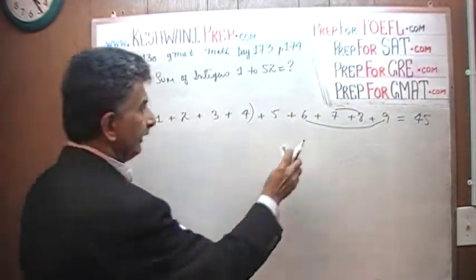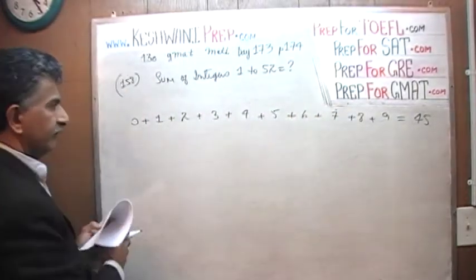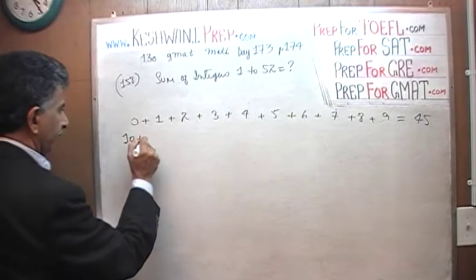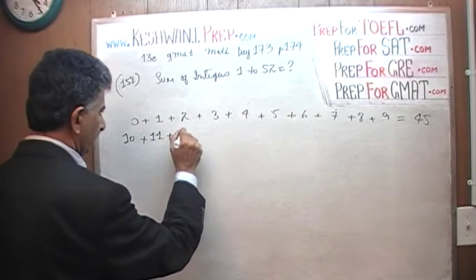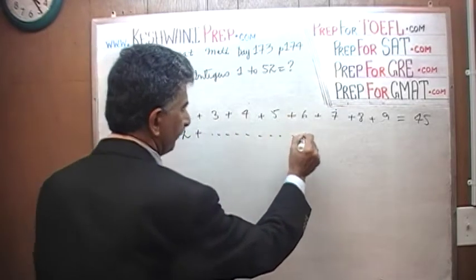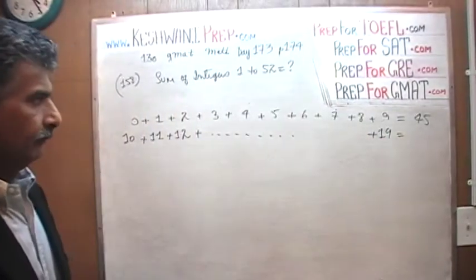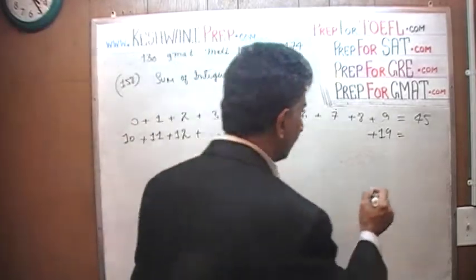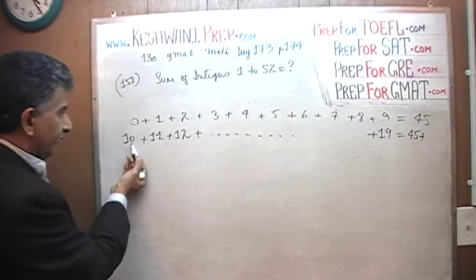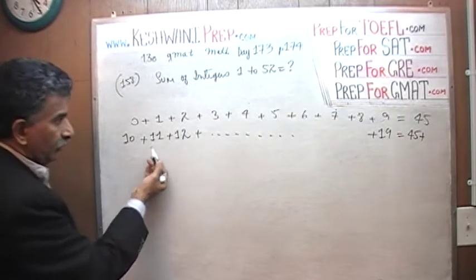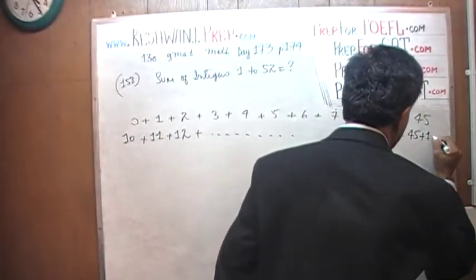What's going to be the sum of the next 10 numbers? The next 10 numbers look something like this: 10 plus 11 plus 12 plus 13, 14, 15, all the way up to 19. What's going to be their sum? Well, that's very straightforward. It's the same as before, 45 plus 10 tens. This one has a 10 in it, this one has a 10 in it, this one has a 10 in it. So we have 10 tens. There are 10 tens in this series. So it's 45 plus 10 times 10.